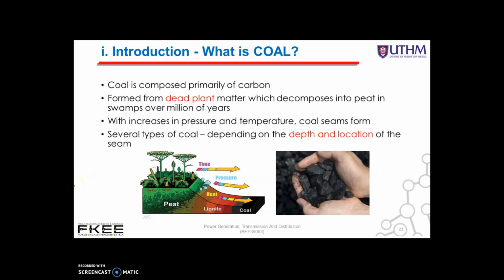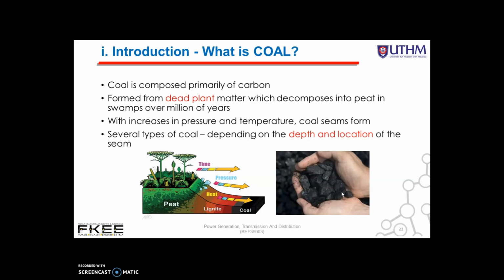Okay, so first we start with the introduction. What is coal? Coal is a combustible black or brownish-black sedimentary rock formed as rock strata called coal seams. Coal is mostly carbon with various amounts of other elements such as hydrogen, sulphur, oxygen, and nitrogen. Coal is formed when dead plant matter decays into peat and is converted into coal by the heat and pressure of deep burial over millions of years.